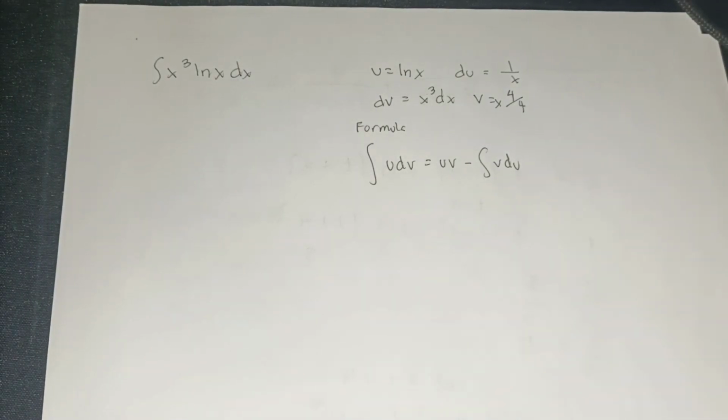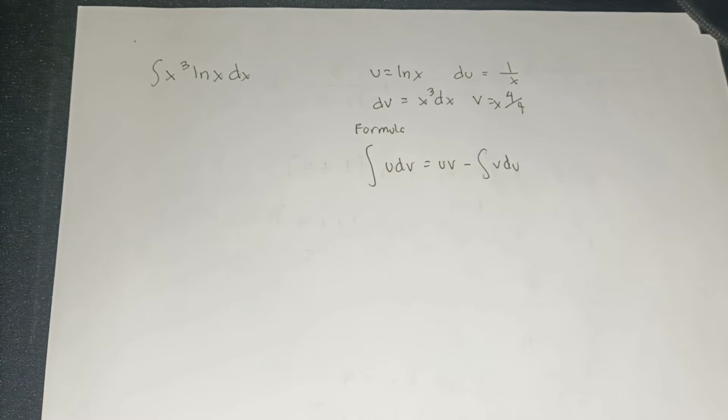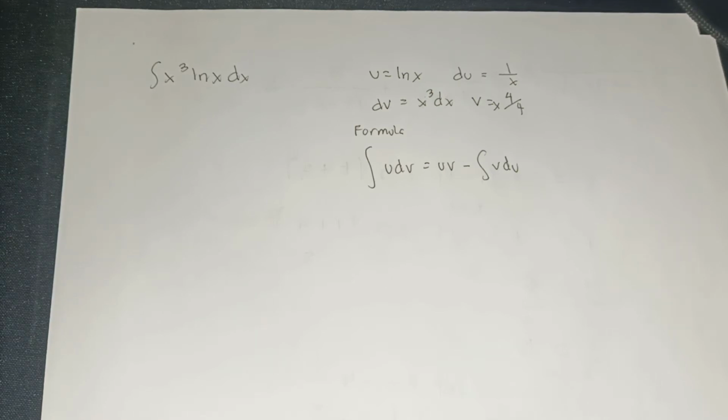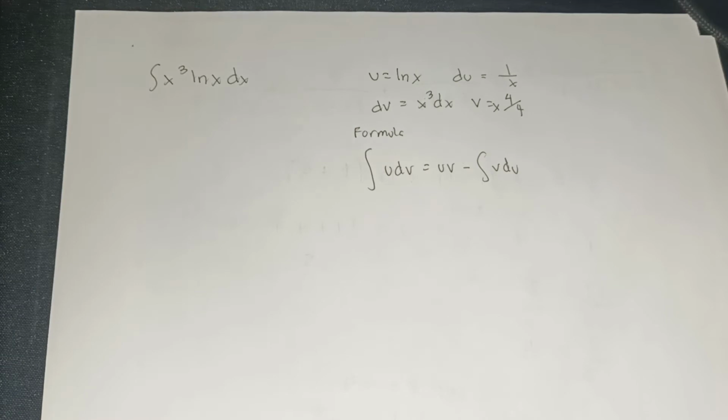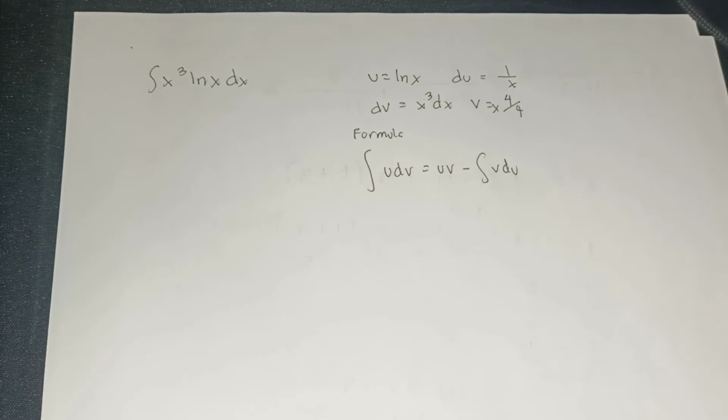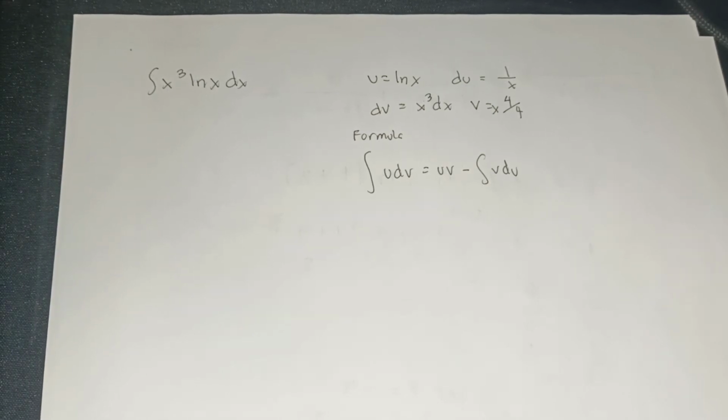So our u will be ln of x, and the derivative of ln of x, or du, will be 1 over x. Also, our dv is x cubed dx, and the antiderivative, or I apologize, v is x to the 4th power over 4. So without further ado, let's start.